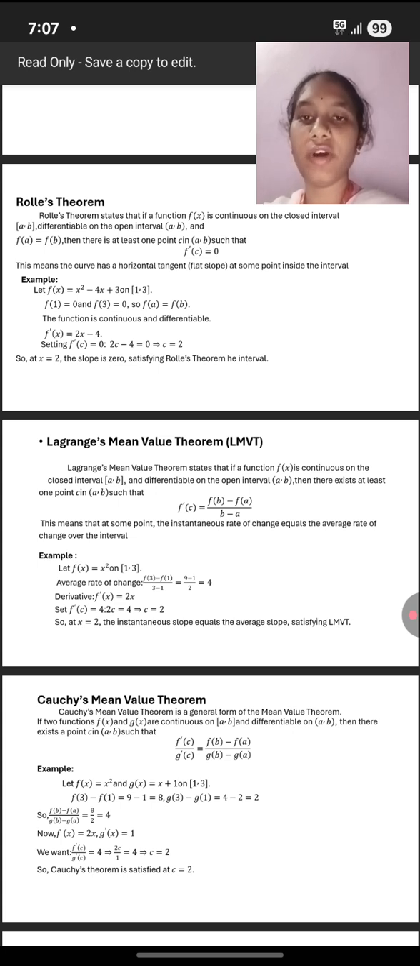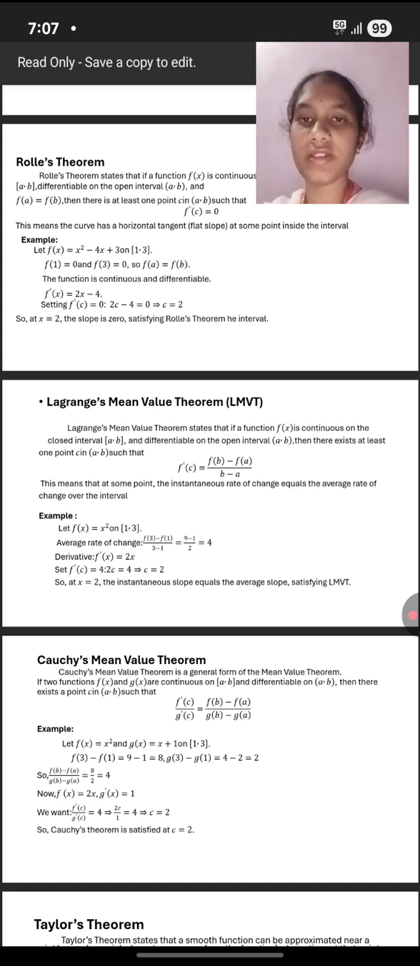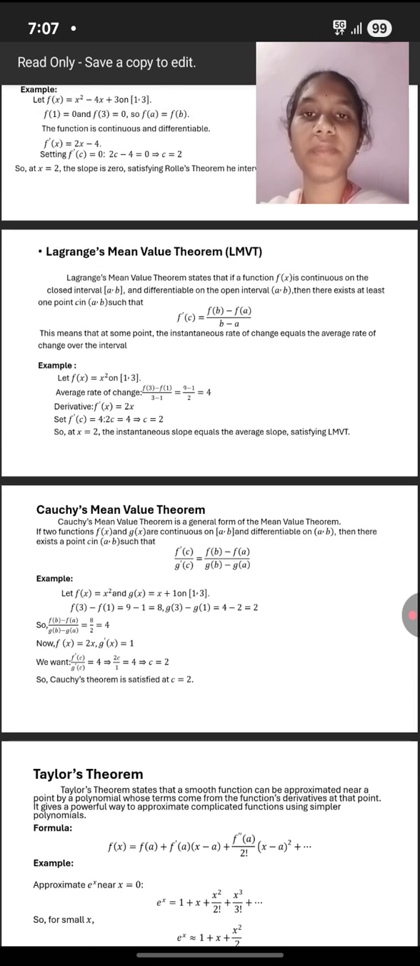Example: let f(x) = x^2 - 4x + 3 on [1, 3]. f(1) = 0 and f(3) = 0. So f(a) = f(b). The function is continuous and differentiable. f'(x) = 2x - 4. Setting f'(c) = 0, 2c - 4 = 0, c = 2. So at x = 2, the slope is 0, satisfying Rolle's theorem.